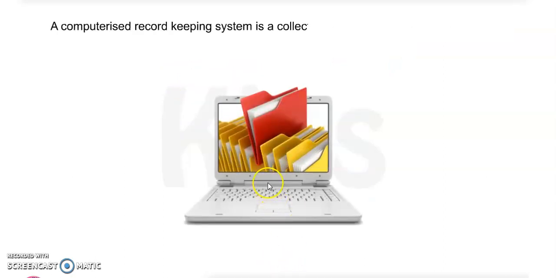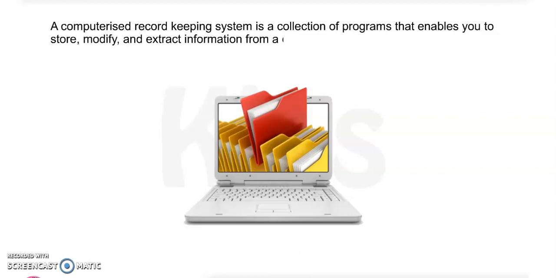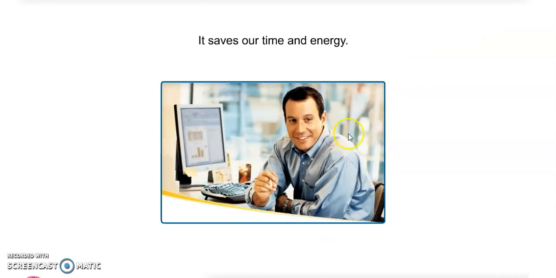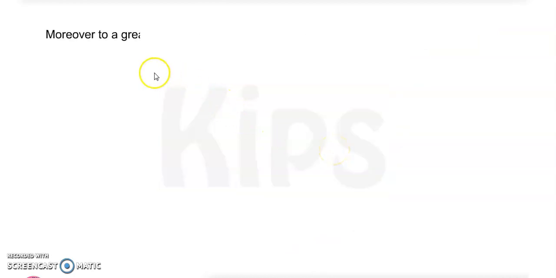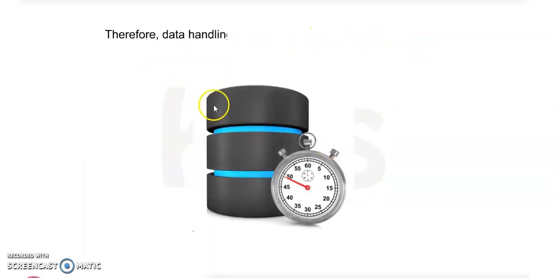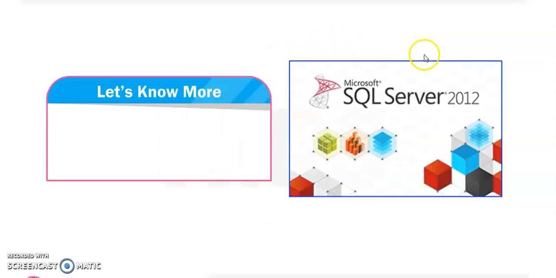Computerizing the record keeping system is done with a collection of programs that enable you to store, modify and extract information from a database, known as a DBMS, Database Management System. It saves our time and energy. Moreover, to a great extent, it reduces the chances of errors creeping into the database. Therefore, data handling using a DBMS becomes fast and efficient.